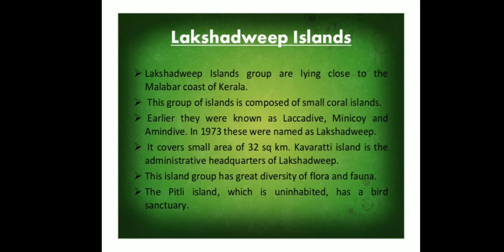Now we have two island groups, that is Lakshadweep and Andaman. The Lakshadweep Islands are lying close to the Malabar coast of Kerala. This group of islands is composed of small coral islands. Earlier, they were known as Laccadive, Minicoy, and Amindivi. In 1973, these were named Lakshadweep. That means there were three groups of islands, but in 1973, they were all together called Lakshadweep.